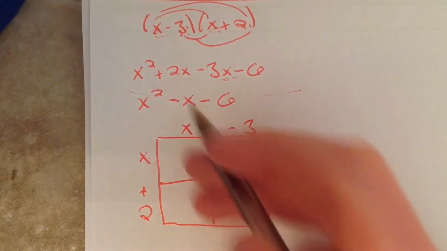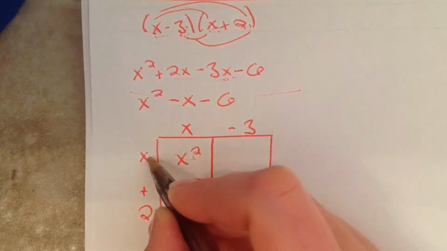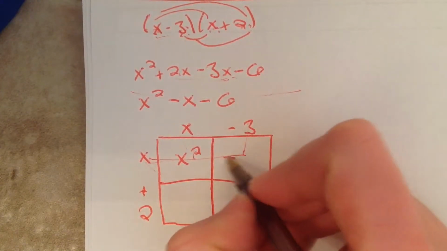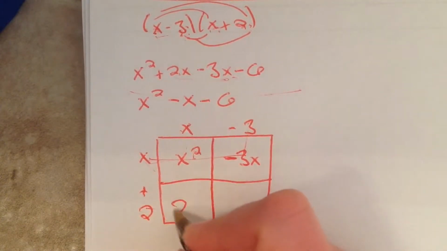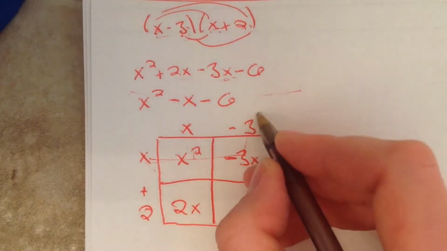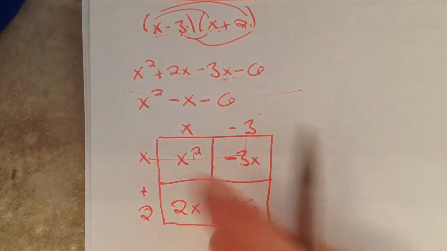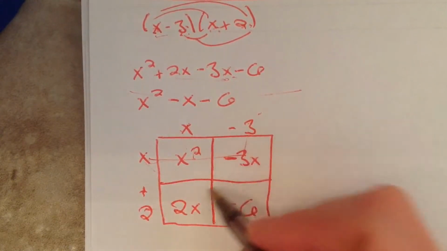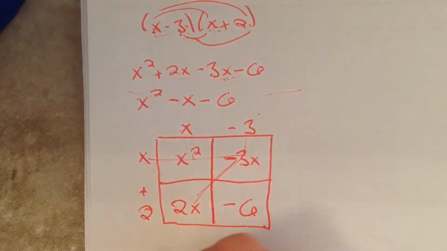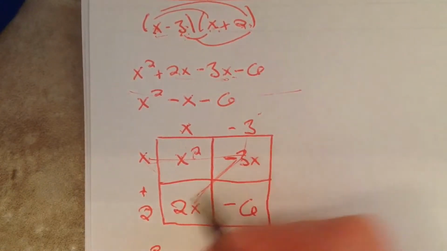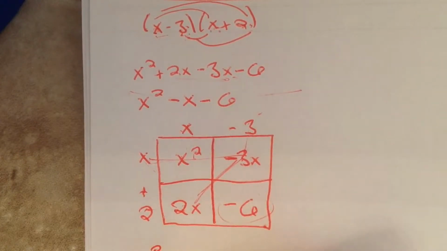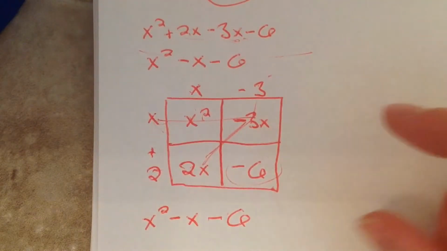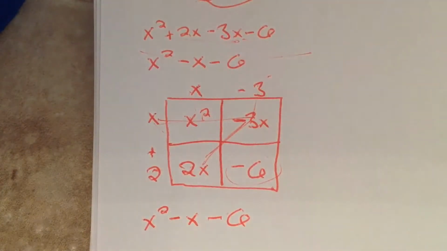So x times x gives me x squared. X times negative 3 gives me minus 3x. 2 times x gives me 2x. 2 times negative 3 gives me minus 6. If I look through these four things, two of them are like terms. So this one comes first because it has the highest power. Combining these two, 2x minus 3x is minus x, and the last one is minus 6. Notice this matches. That's what we got before.